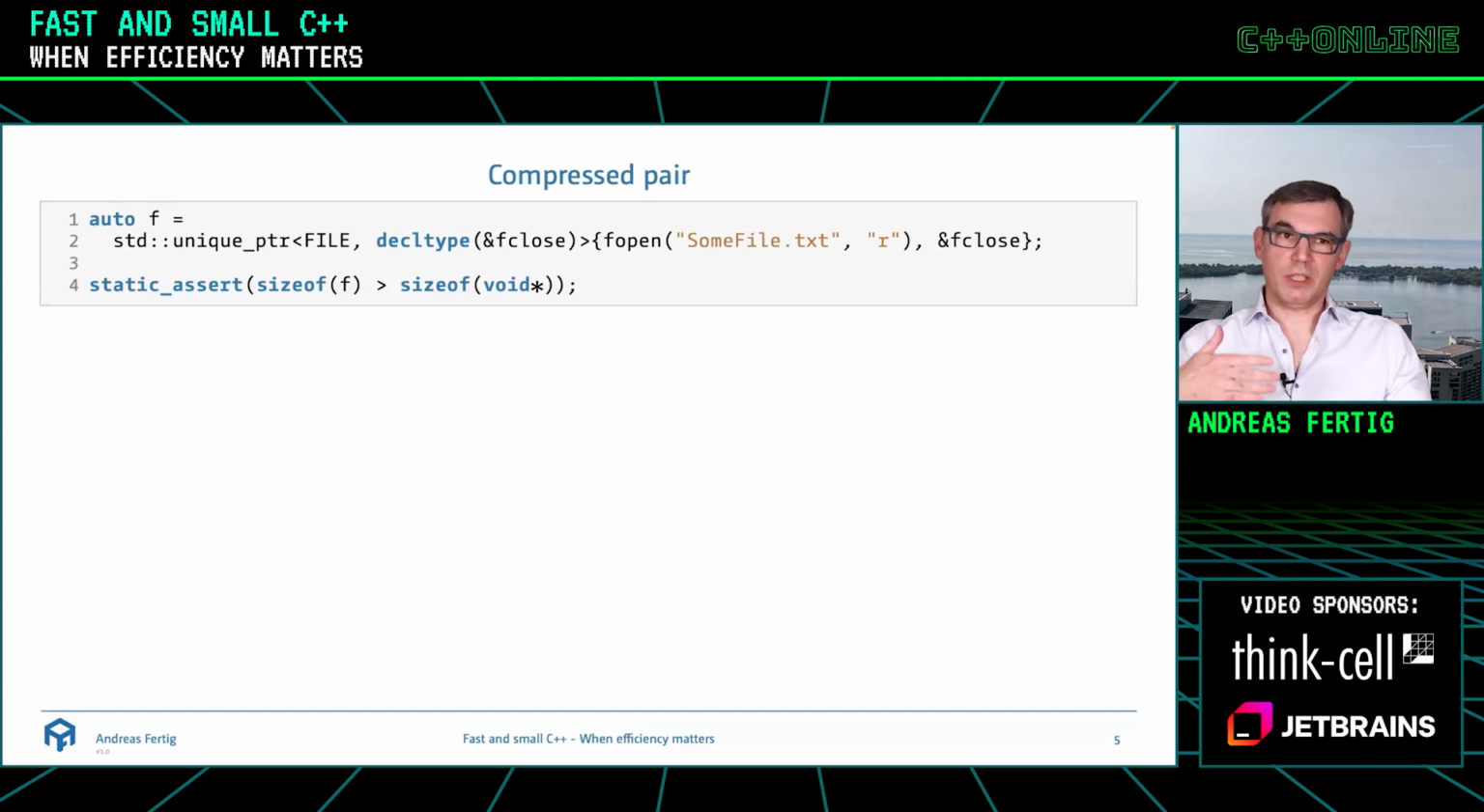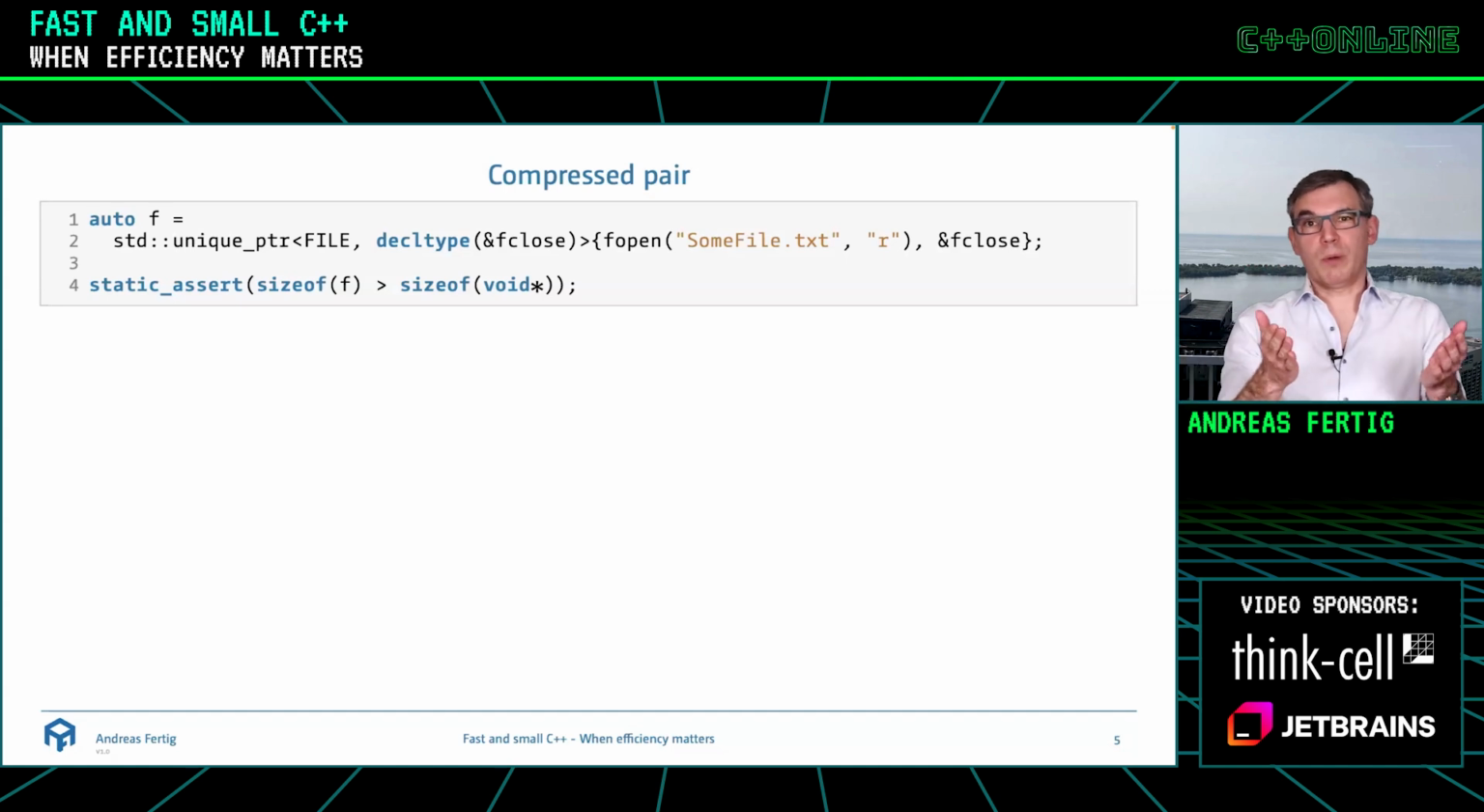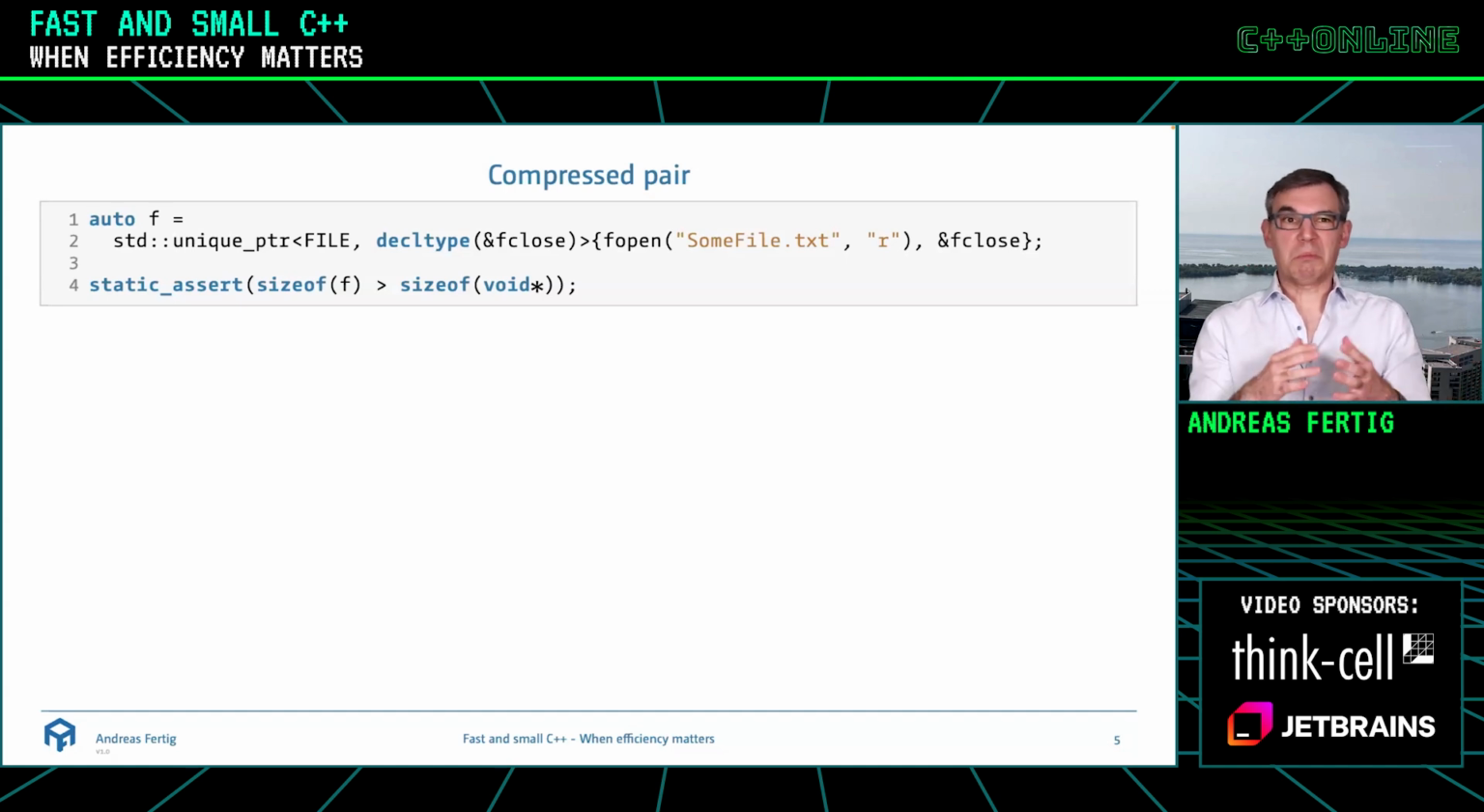In fact, on my machine, the correct comparison here would be comparing the size of f to 2 times the size of void star, because we are passing 2 pointers, right? So it's reasonable. The pointer of f open, that's what a unique pointer usually encapsulates, and the pointer to the function f close. So this unique pointer needs to store 2 pointers, ergo the size of 2 pointers.